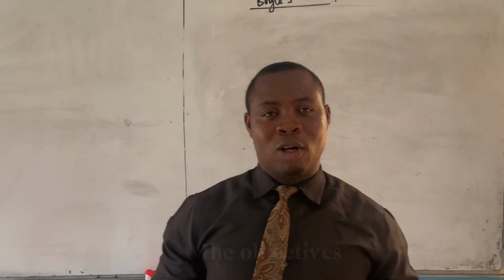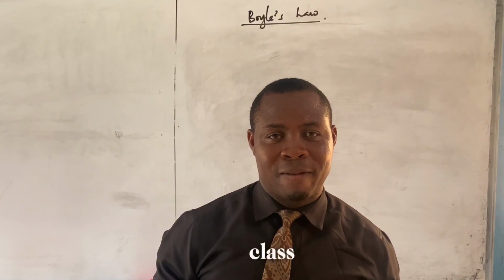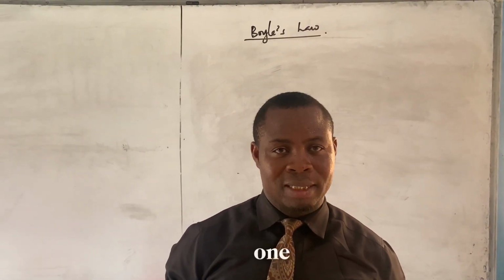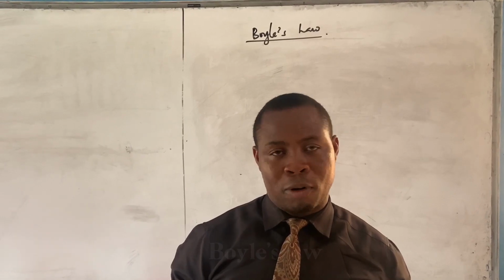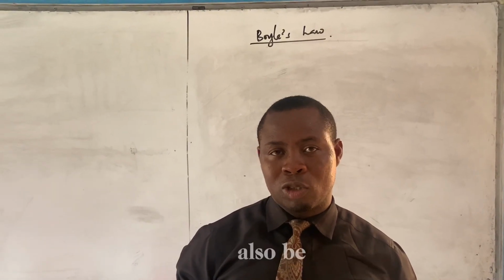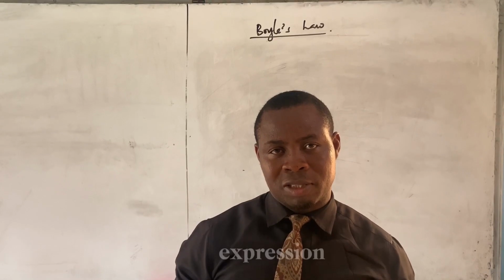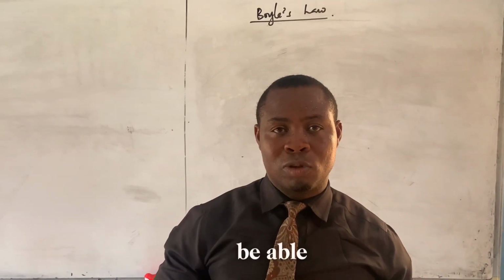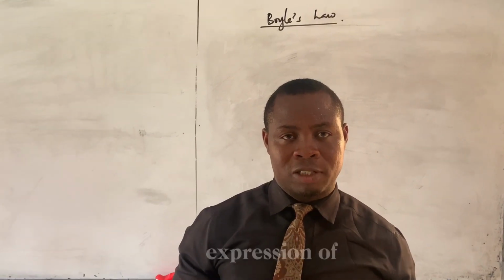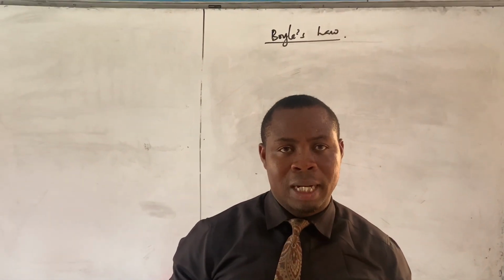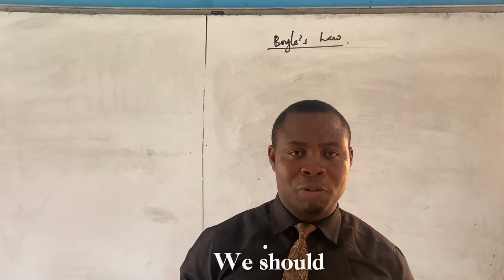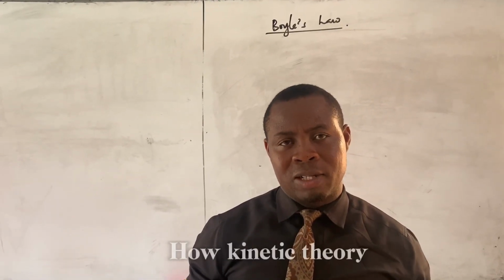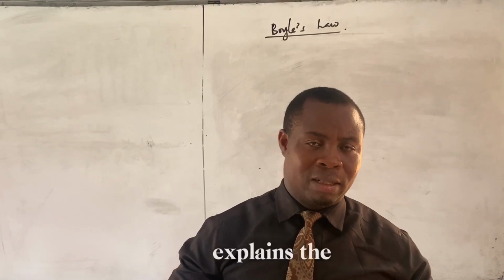So what are the objectives of this class? By the end of this class, we should be able to state, number 1, Boyle's law. We should also be able to write the mathematical expression, that's number 2. And then number 3, we should be able to draw the graphical expression of Boyle's law. And number 4, we should be able to explain how kinetic theory explains Boyle's law.